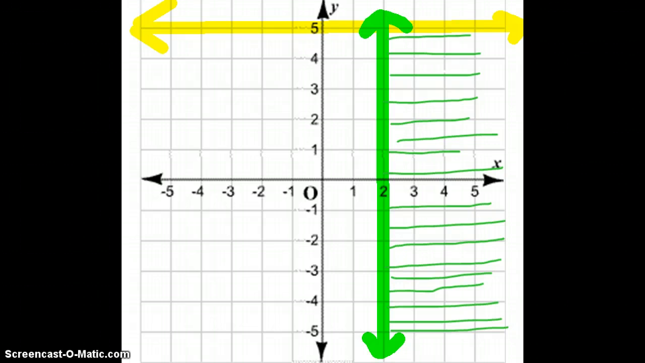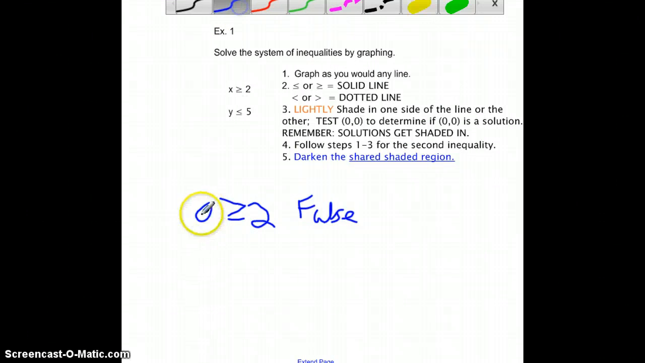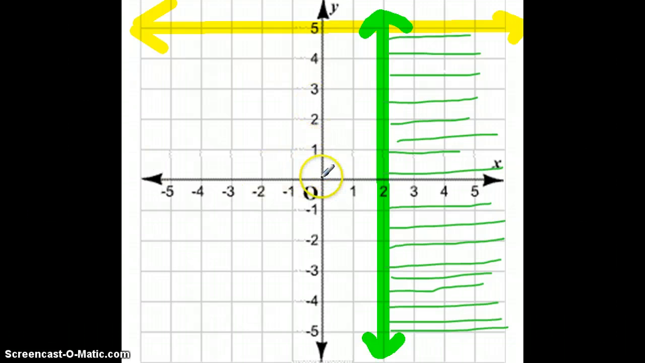Okay, now we've got to do our test point. And again, I think we see what's going to happen here. If we do our test point, all right, plug in 0 for y because we're going to test 0, 0. 0 less than or equal to 5. Is 0 less than 5? Yeah, true. Okay, so that means the 0 side, the origin side of this yellow line gets colored in.